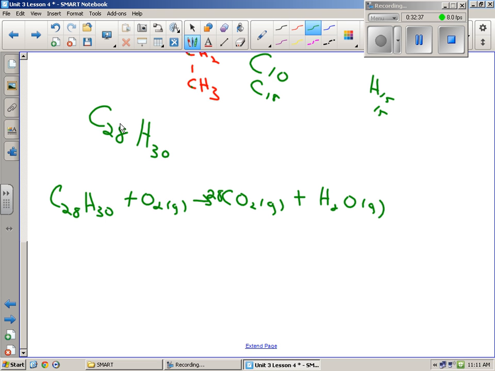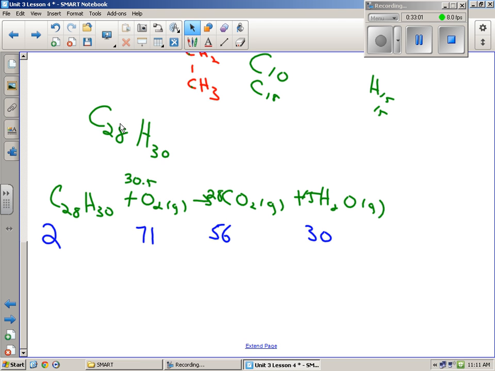So 28, I'll put 15 here. That's going to give me an odd number. So that's 28 and 2 oxygens is 56. And another 15 is 71. So half of 71 is 35 and a half here. I'm going to have to go back and double everything. So 2 C28H30, 71 oxygens, need 56 carbon dioxides, and 30 waters would be the correct balancing there.